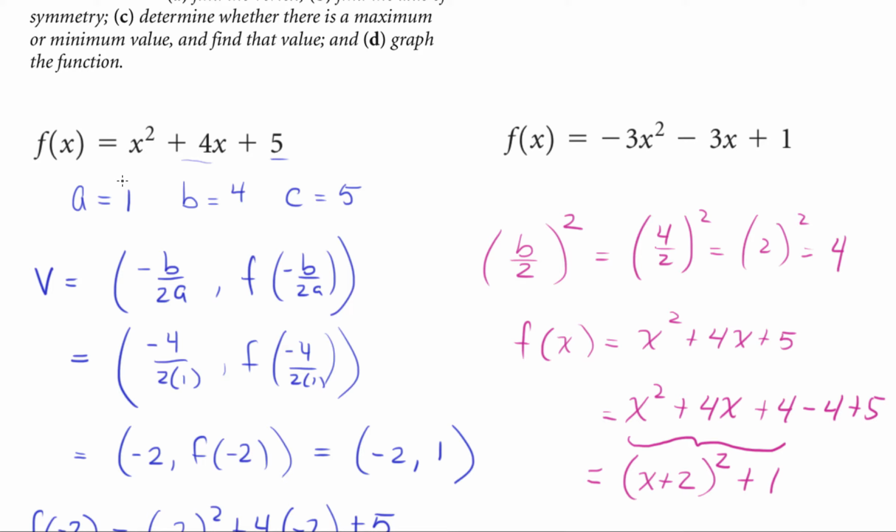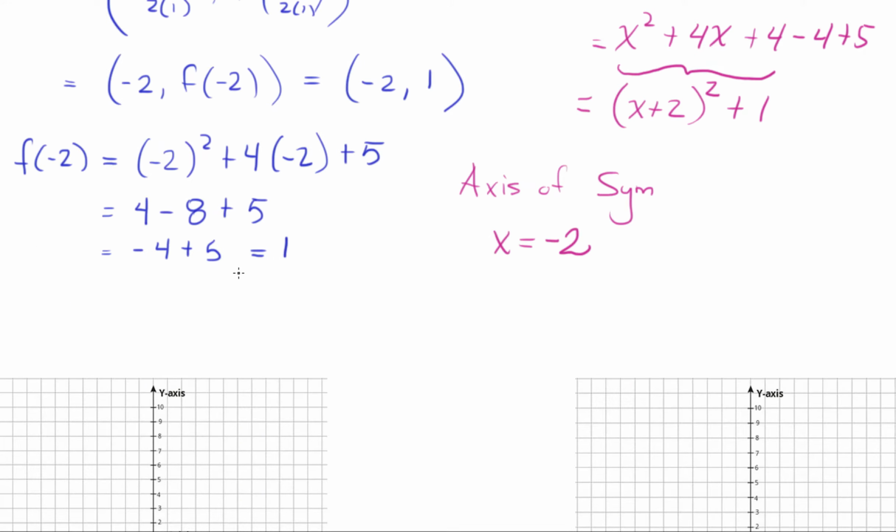Now, there's two options. Either a is positive or a is negative. If a is positive, you have a minimum. If a is negative, you have a maximum. Therefore, since a is positive in this example, we have a minimum. And the minimum value is your y coordinate, which is 1.